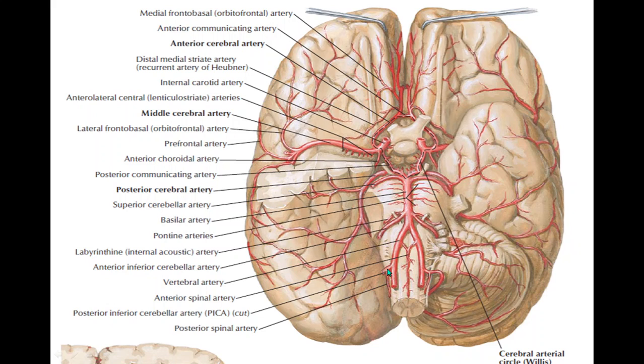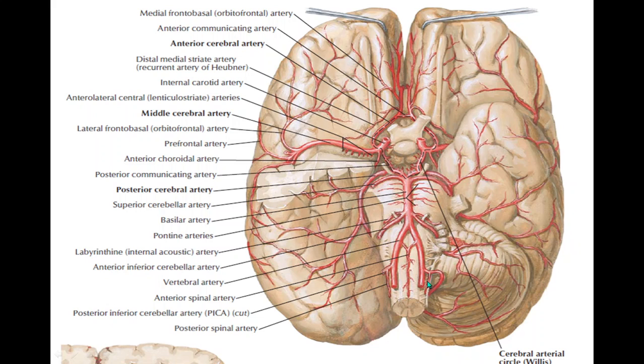Now this posterior inferior cerebellar artery runs posteriorly. As the name indicates, it supplies part of the medulla oblongata as well as the posterior part of the inferior surface of the cerebellum. You can see it here, this is the posterior inferior cerebellar artery going to the inferior aspect of the cerebellum, the posterior side. So that is the area of supply of this first branch, the posterior inferior cerebellar artery. It even supplies the medulla oblongata.